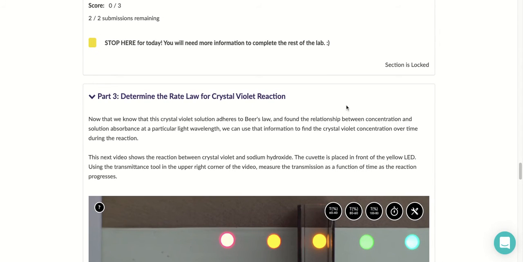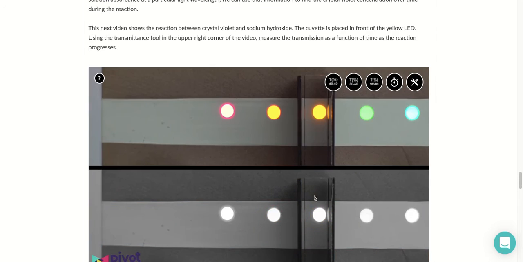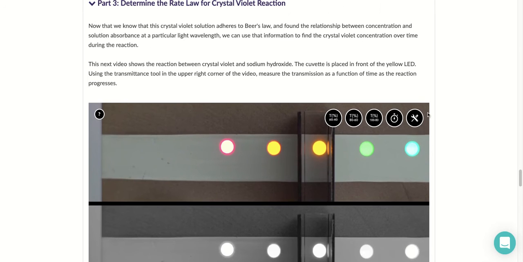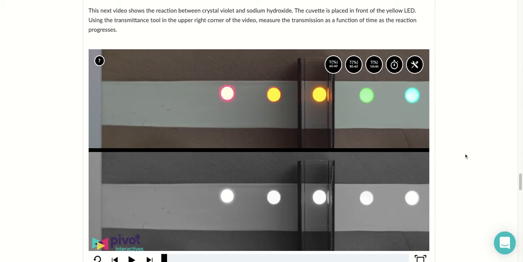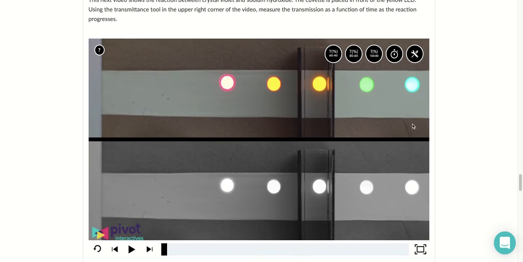So what we're going to do is something called swamping. The crystal violet that they're putting in this cuvette has a pretty low concentration, and then they're putting in a high concentration of sodium hydroxide, which barely changes. And so we can control this experiment, control the amount of sodium hydroxide, and only focus on the crystal violet. Okay, let's get into how we're going to want to use this.